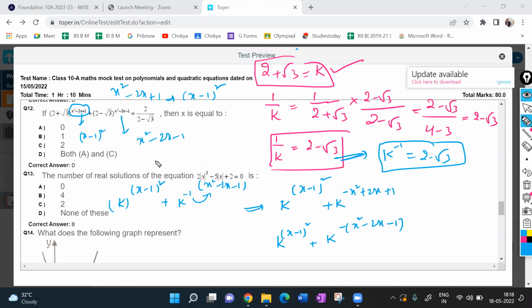Okay, or else see here, x square minus 2x plus 1 minus 2, if you write like this. If I take minus common here, or if I multiply with minus also, this is minus 1 into the power, I'm multiplying minus 1 into x square minus 2x, minus 1 minus 1. So same thing we are getting.